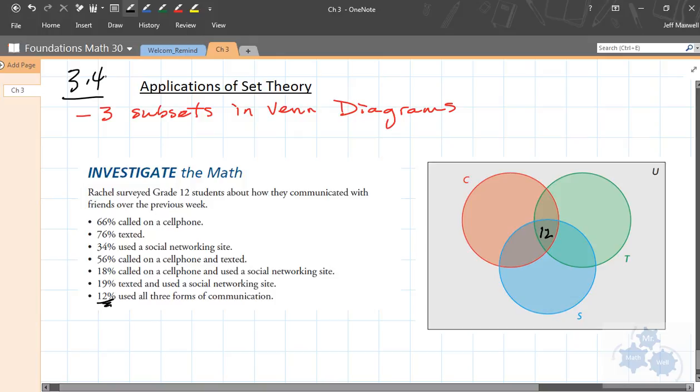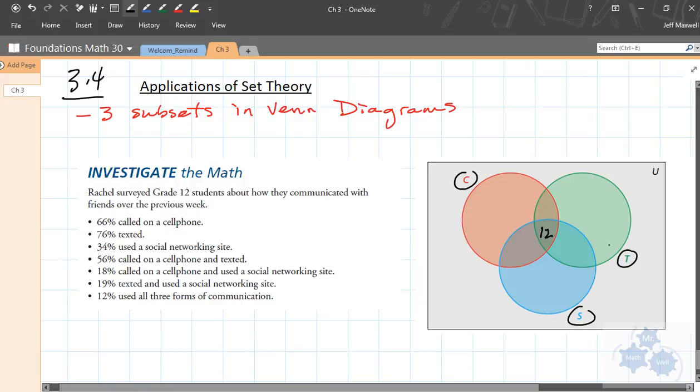Okay, so the 12 goes there. Now, why is that important? Because we're going to be able to work out other information from here. So let's work up. 19% texted and used social networking. On this diagram, this is cell, this is text, this is social networking. Where does this 19% go? Texted and used social networking.